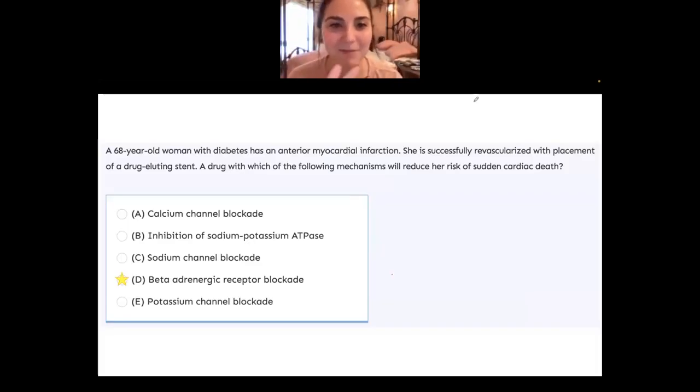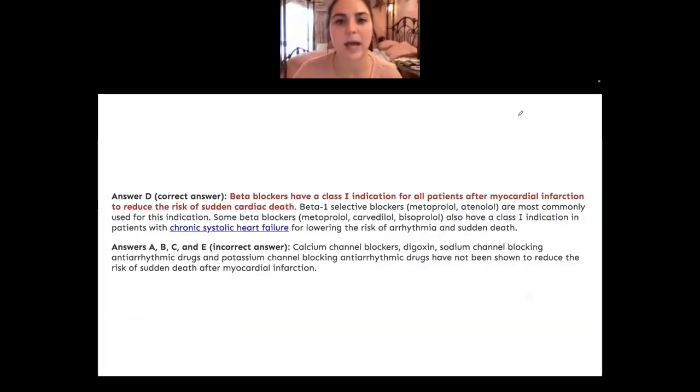Good. MI, beta blocker. Then you can think about other stuff. But literally, anytime you see an MI question, automatically think, okay, I need to give a beta blocker to this patient. That's what's going to reduce sudden cardiac death. I think he talks about it here, about the study that was done.